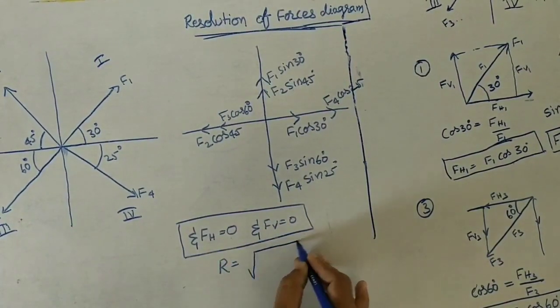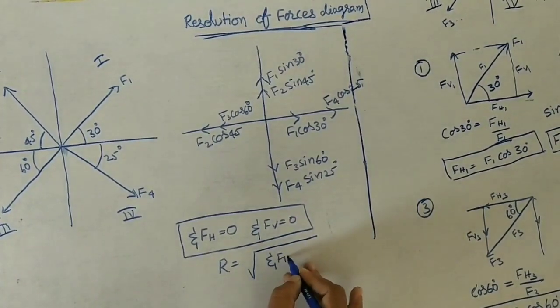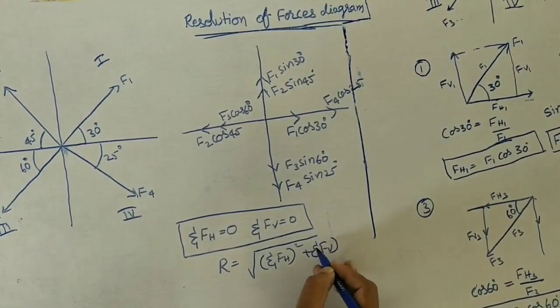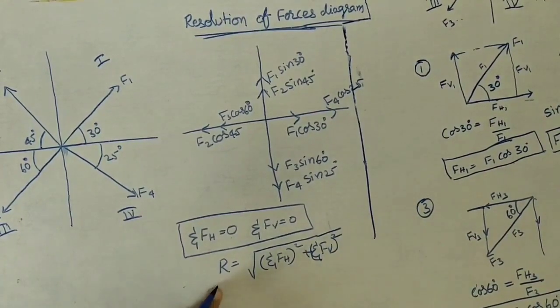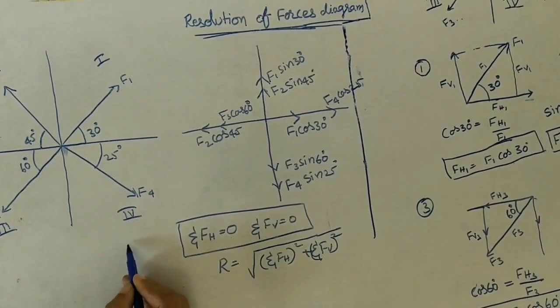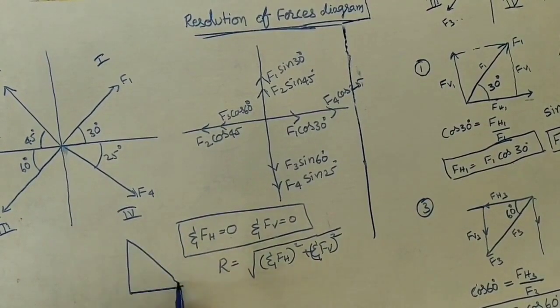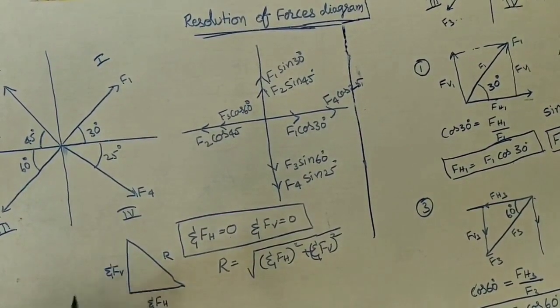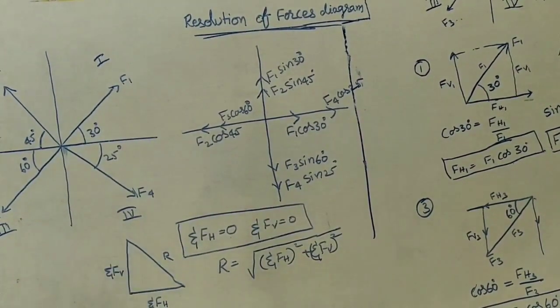Now what is the equation? R equals the square root of sigma Fh whole square plus sigma Fv whole square. Why are we taking this equation? In a right angle triangle, the resultant is the diagonal length. So we take the sum of all horizontal forces and the sum of all vertical forces. So this is the formula.